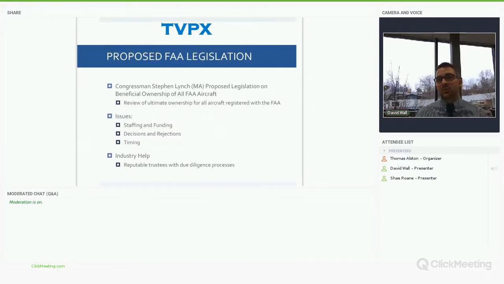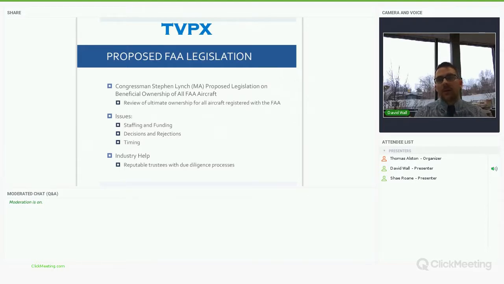As a result of some of these articles, there was some proposed legislation by Congressman Lynch in Massachusetts about beneficial ownership of all FAA registration. This would require that all registrations submitted with the FAA, whether U.S. citizen, private, commercial, all registration would have to show who the ultimate ownership of the aircraft is. So if I went and registered my XYZ LLC with the FAA, I'd have to provide the information on the ultimate owners to the FAA. The FAA would have to review that information.